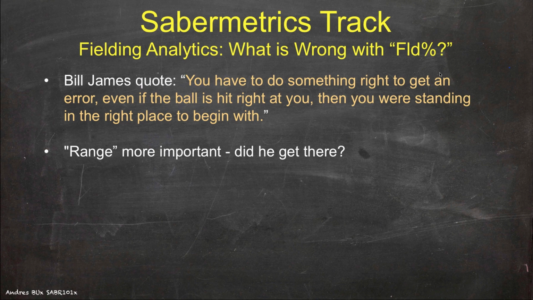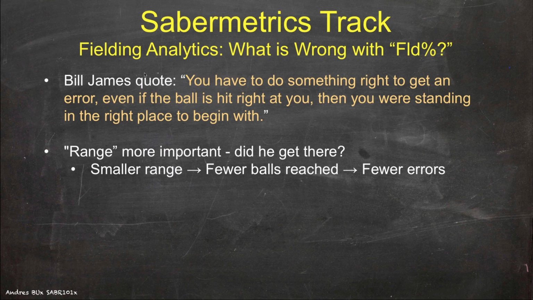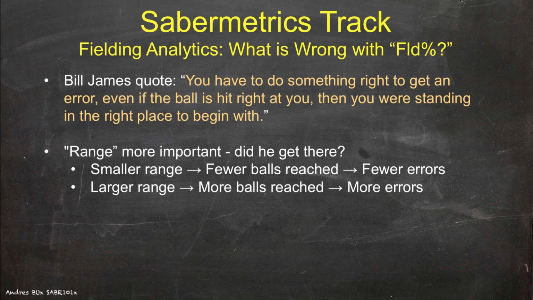Did the player get to the ball? Here's some principles. If you have a smaller range, you're going to reach fewer balls as you try to make the plays, and you're going to have fewer errors because you're not going to get as many balls reached. In contrast, if you have a larger range, you're going to get to more balls in the field of play on defense, and you're going to make more errors. So errors is correlated with range.